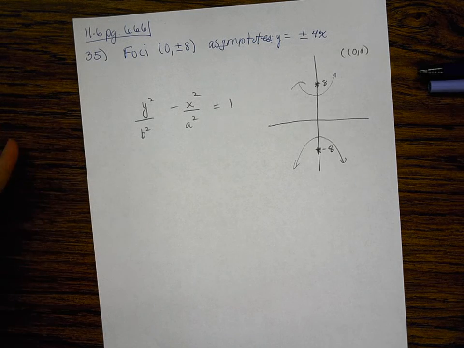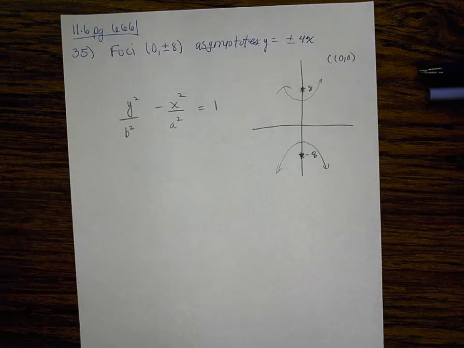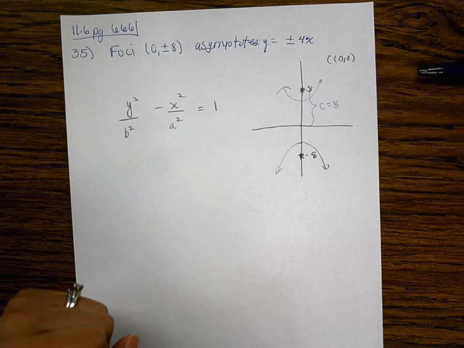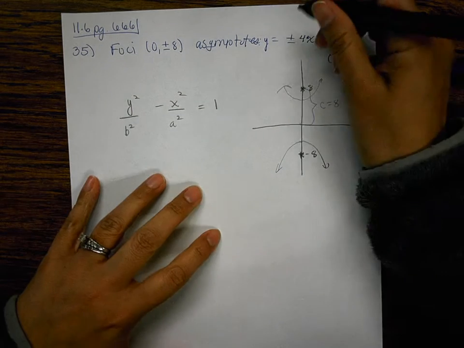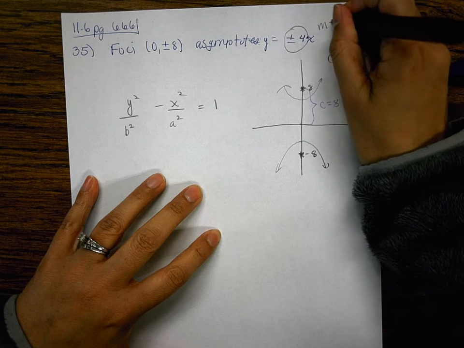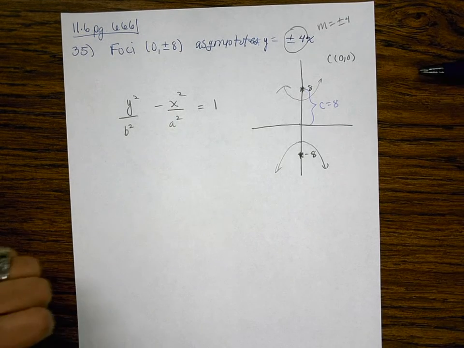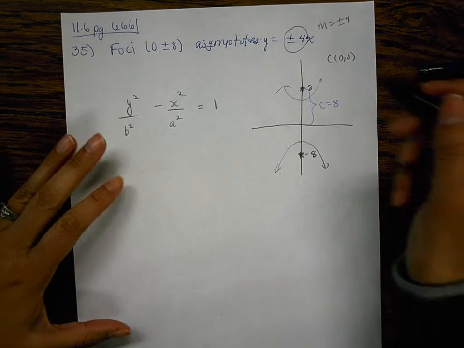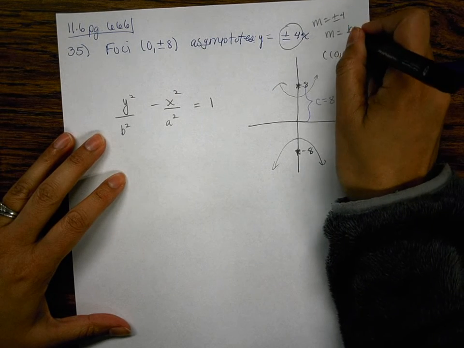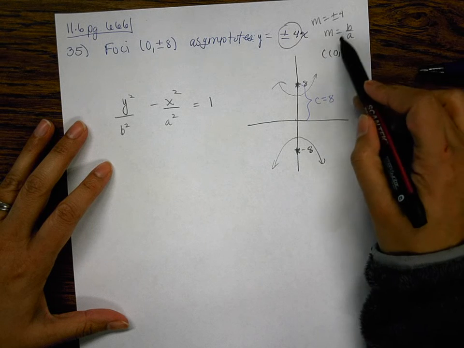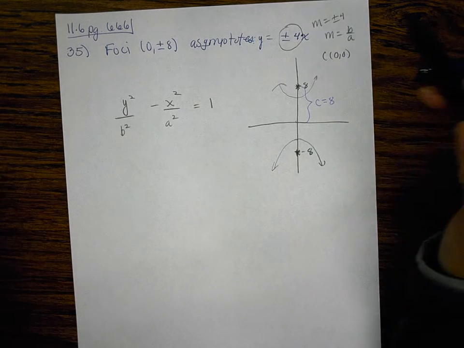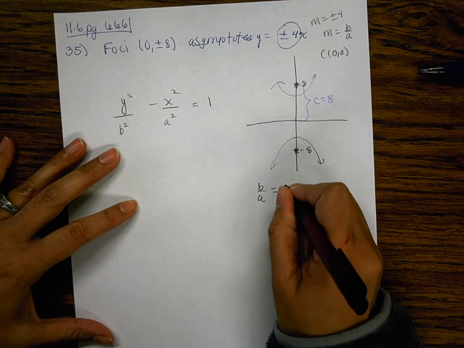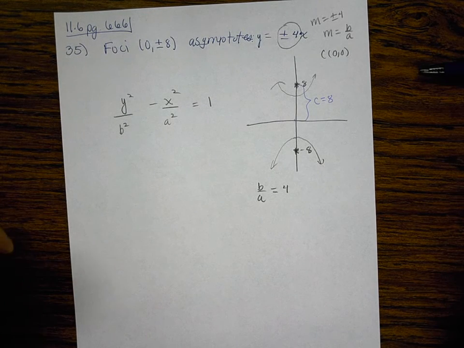Okay, what do we have here? We know the length of c is 8. We also know that the slope is plus or minus 4. We don't know what a and b are, but we know that b over a is the slope, and once I reduce that fraction, it's going to be 4. So that's kind of like a ratio. b over a equals 4.